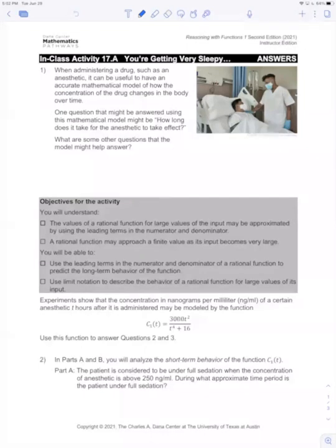You could say or ask how long before the anesthetic wears off, or how long will the drug stay in the bloodstream?